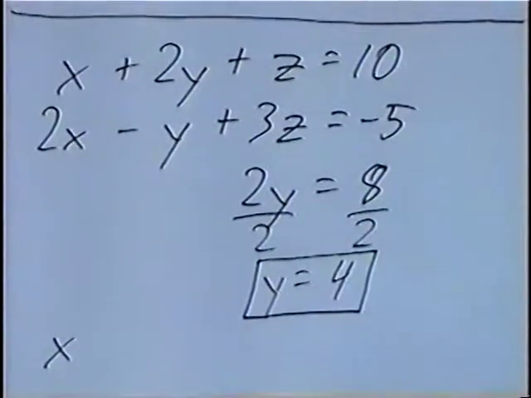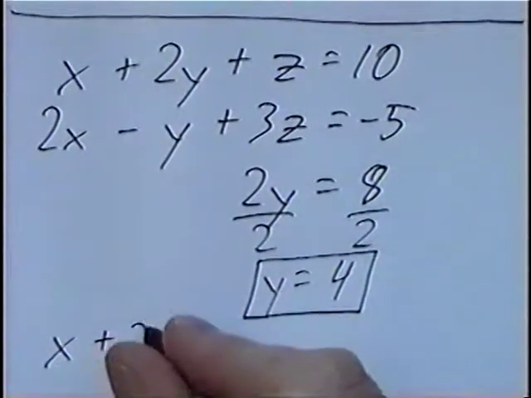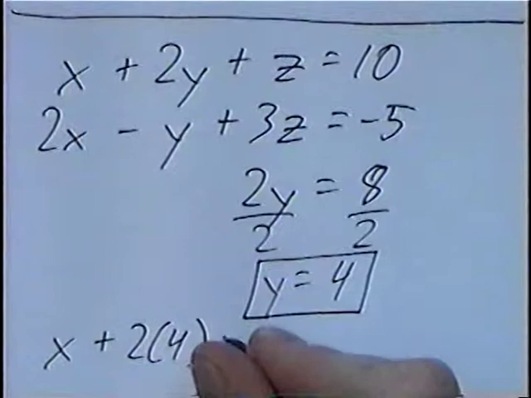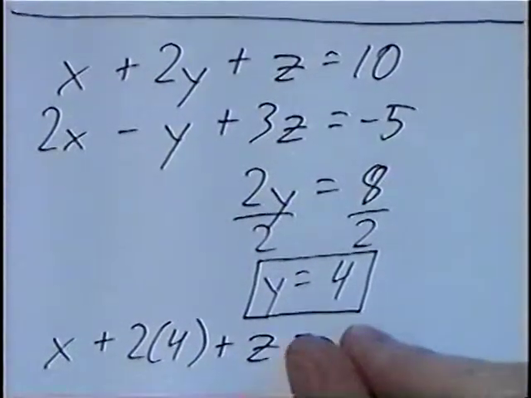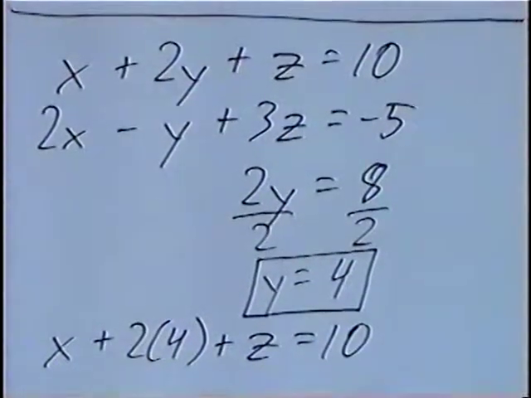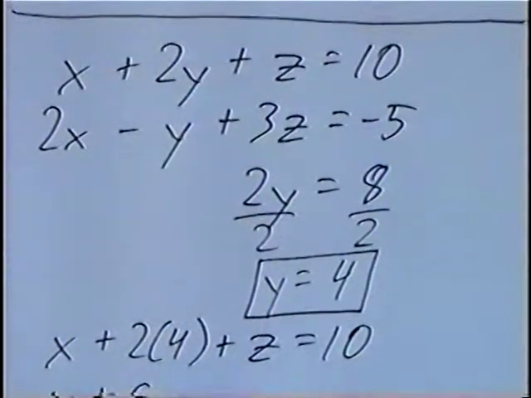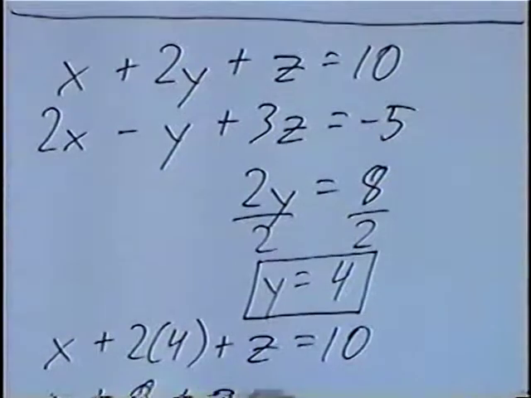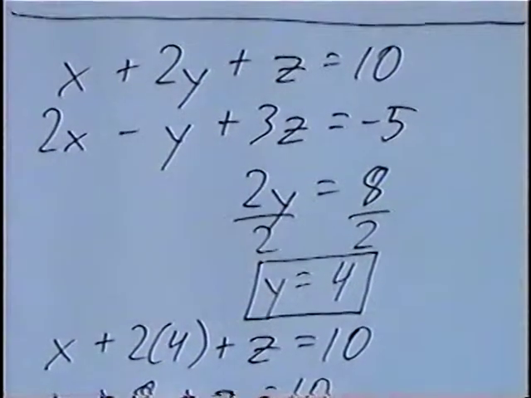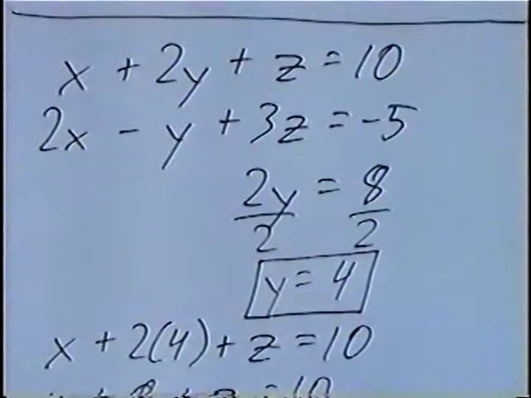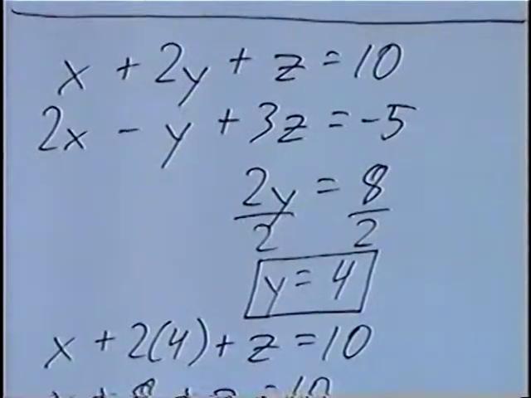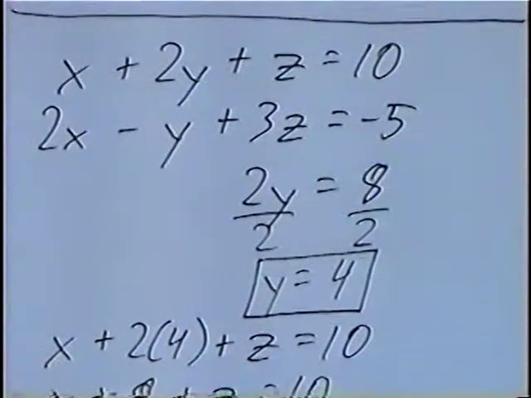So the first equation would be x plus 2y, or 2 times 4, plus z equals 10. Solving this one, we'll have x plus 8 plus z equals 10. And subtracting 8 on both sides, we'll have x plus z equals 2.